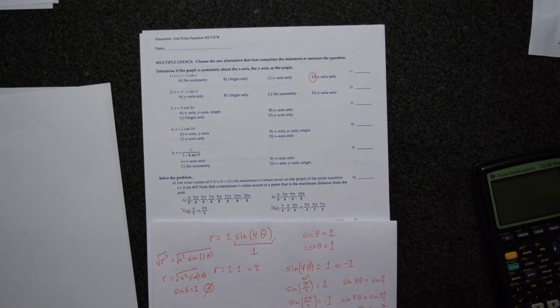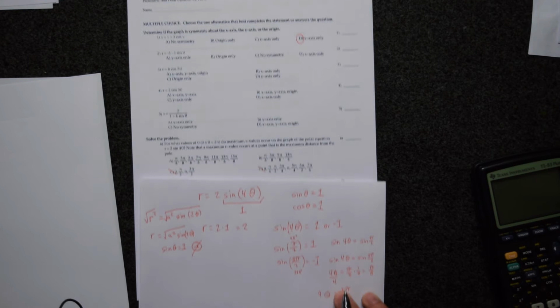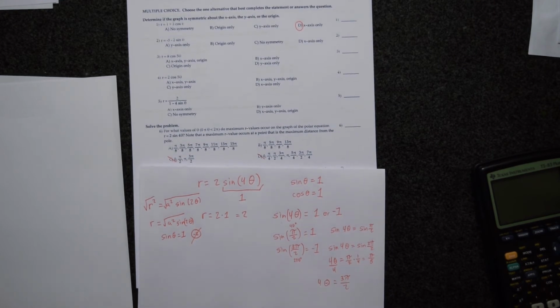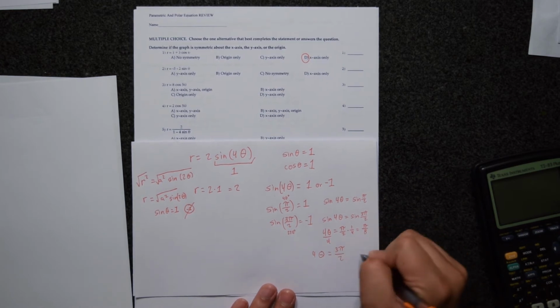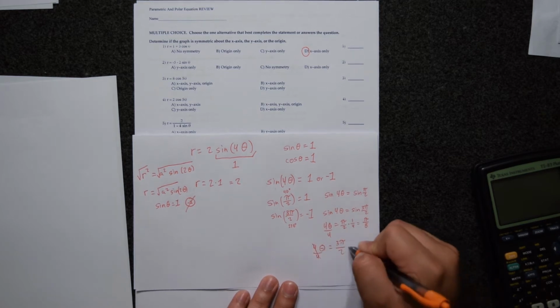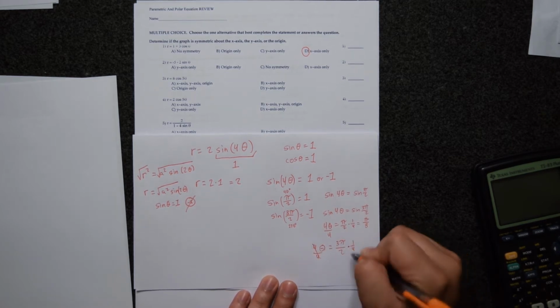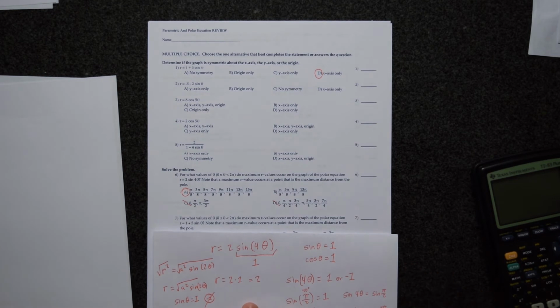And I'm going to do the same thing with 3 pi over 2. So 4 times theta is equal to 3 pi over 2. And I'm going to go ahead and divide by 4 on both sides, multiply by 1/4, and this will give me 3 pi over 8. 3 pi over 8 is only an answer in A, and so I know that that's my answer.